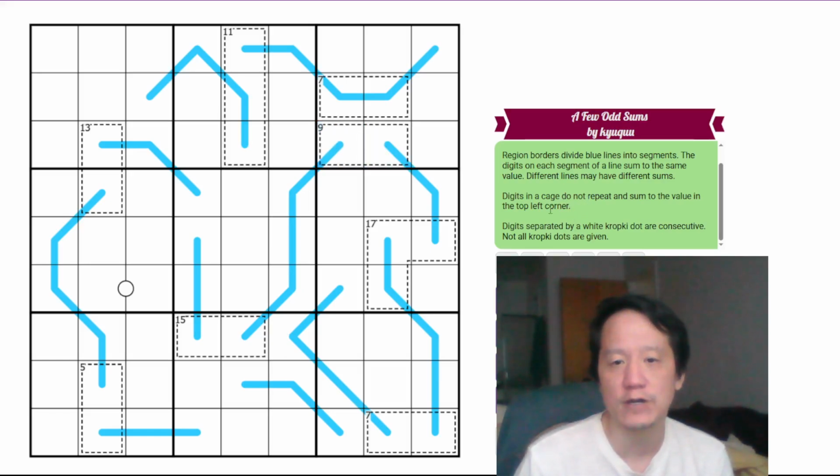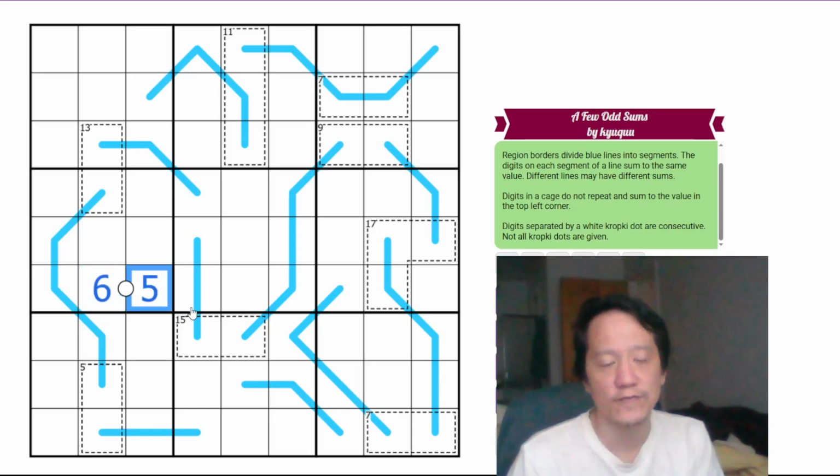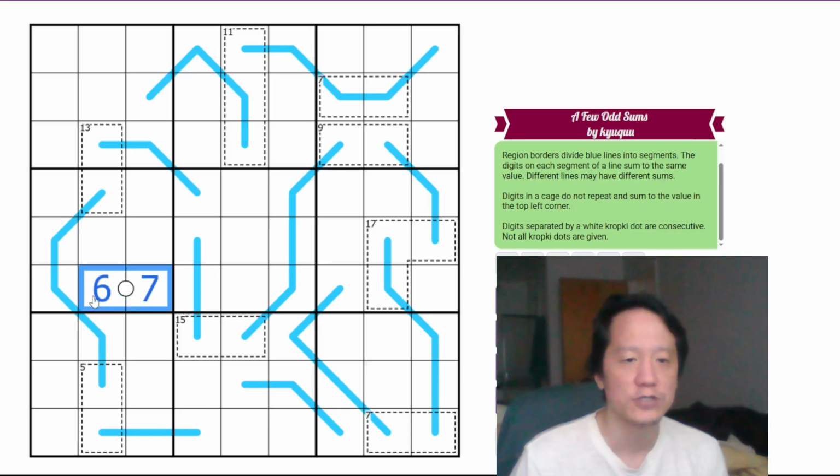And finally, we have digits separated by a white kropki dot are consecutive. Not all kropki dots are given. So for example, if this was a 6, this would have to be 5 or 7 to make sure that these digits are consecutive. And those are all the rules.